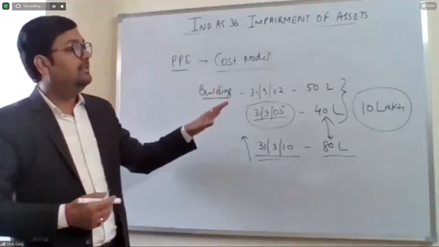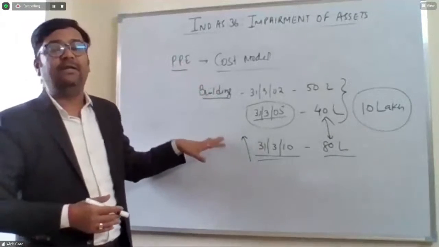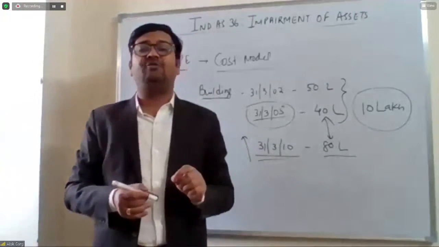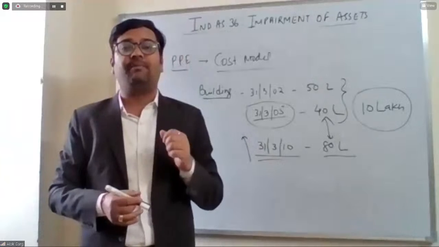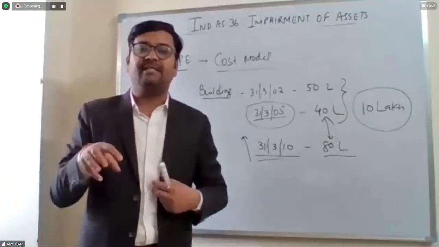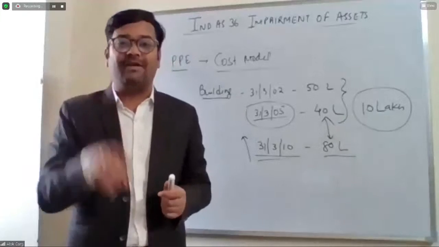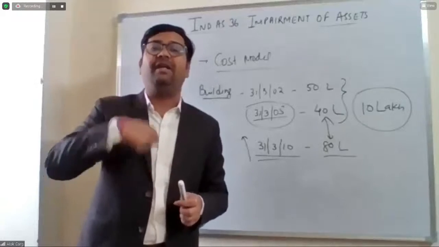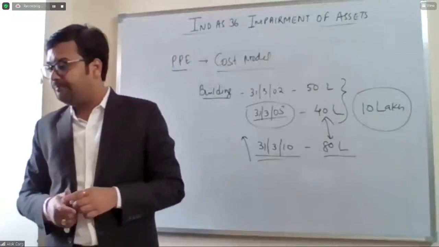So whenever there is a reverse indicator of impairment, the company has to check the recoverable amount. The company has to identify the recoverable amount for the purpose of reversal of impairment loss. And hence, yes, impairment loss can be reversed if there is a reverse indicator of impairment.